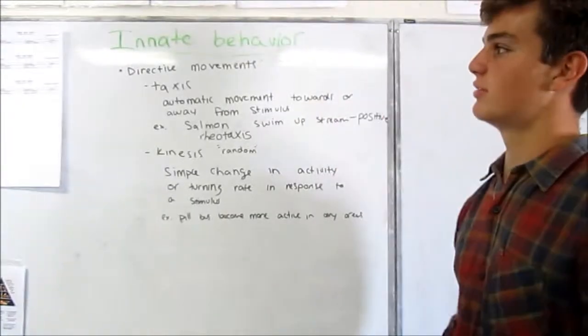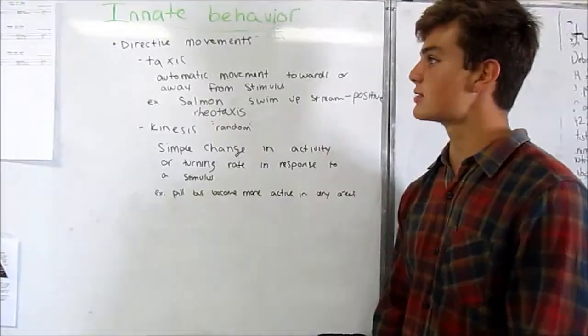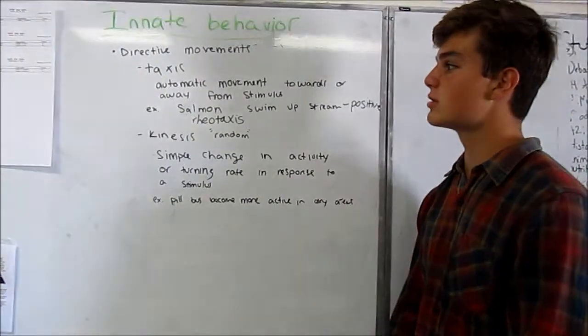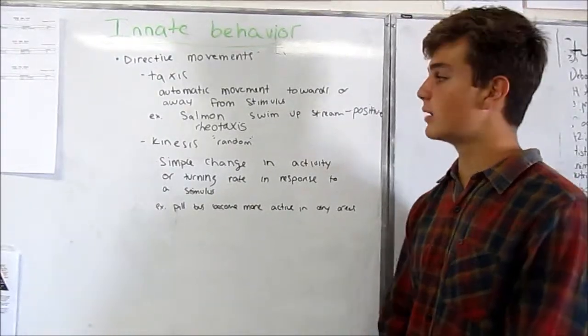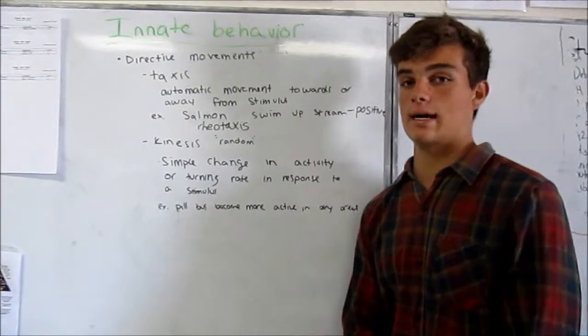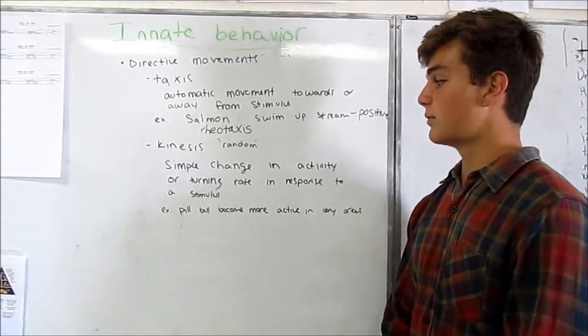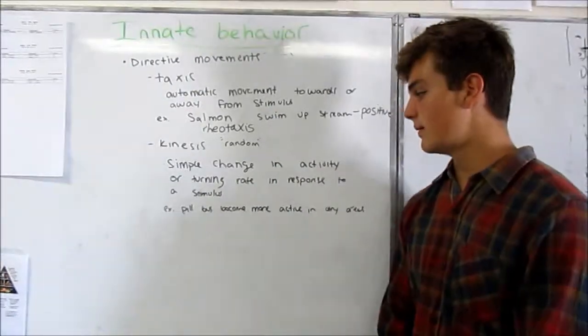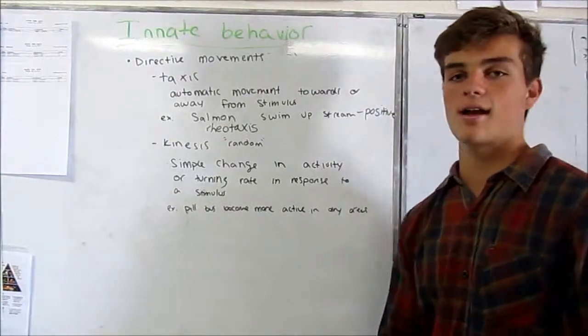Innate behaviors continued. Directed movements. There's two types of directed movements: taxis and kinesis. Taxis is an automatic movement towards or away from a stimulus. An example is a salmon orienting itself to swim upstream. This is positive rheotaxis. Next is kinesis. It is a random movement, a simple change in activity or turning rate in response to a stimulus. An example is pill bugs becoming more active in dry areas.